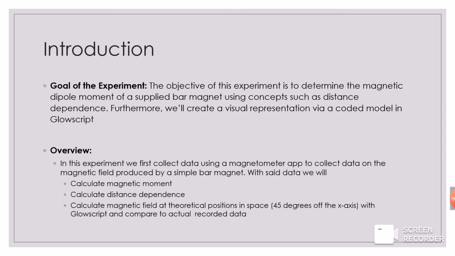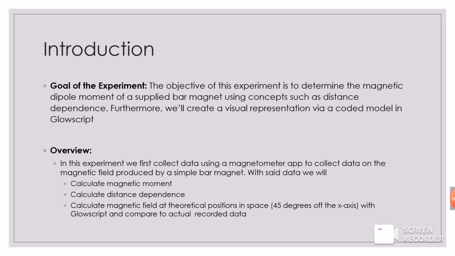Introduction. The goal of this experiment is to determine the magnetic dipole moment of a supplied bar magnet using concepts such as distance dependence. Furthermore, we'll create a visual representation via a coded model in Glowscript. Specifically, we want to calculate the magnetic field at a certain point and compare that with our Glowscript model and the data we found directly from the measurements.